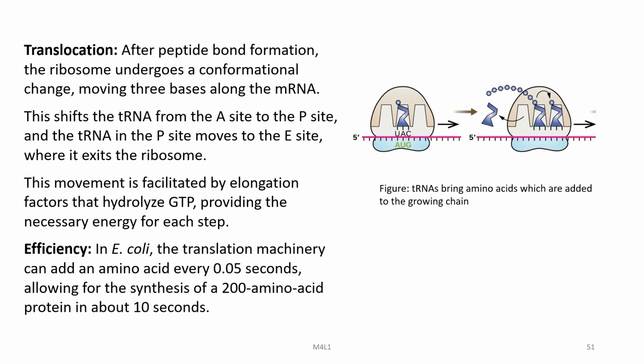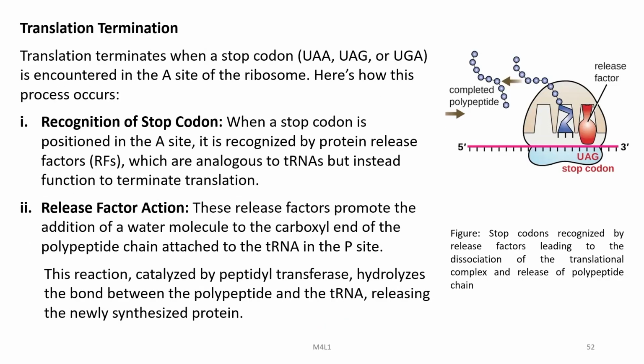Efficiency. In E. coli, the translation machinery can add an amino acid every 0.05 seconds, allowing for the synthesis of around a 200 amino acid protein in about 10 seconds.